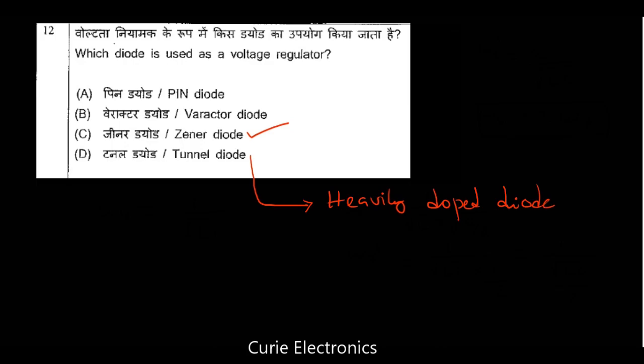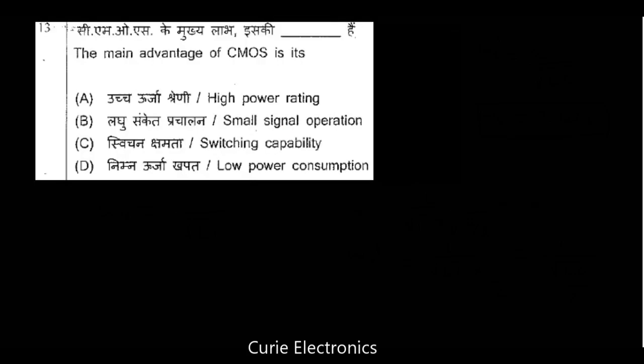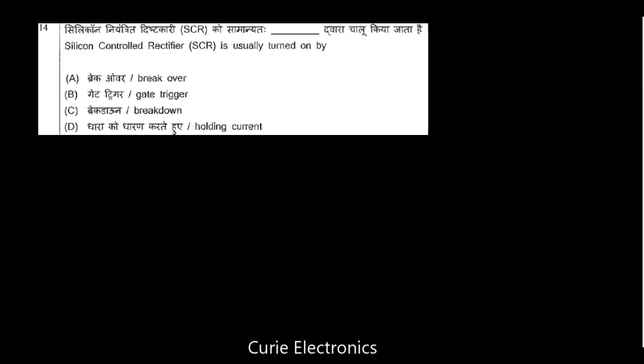This pin diode is made up of intrinsic semiconductors as well as p-type semiconductor. Question number 13. The main advantage of CMOS is low power consumption. Low power consumption is the main advantage of CMOS.